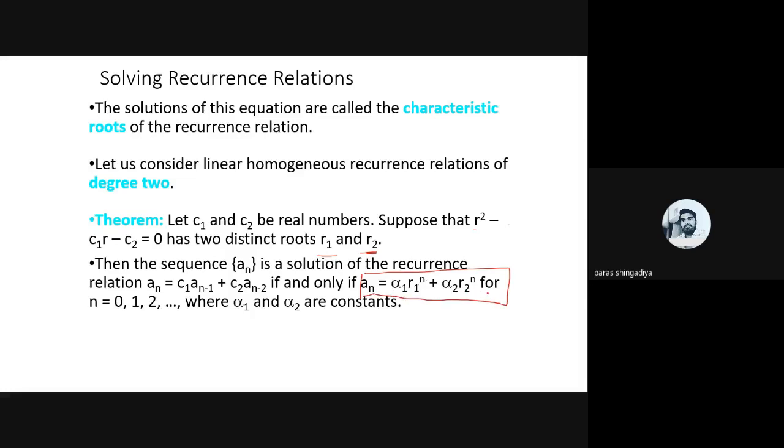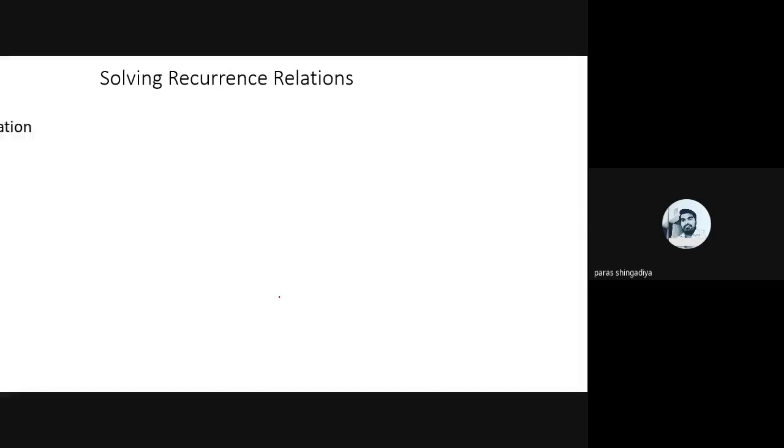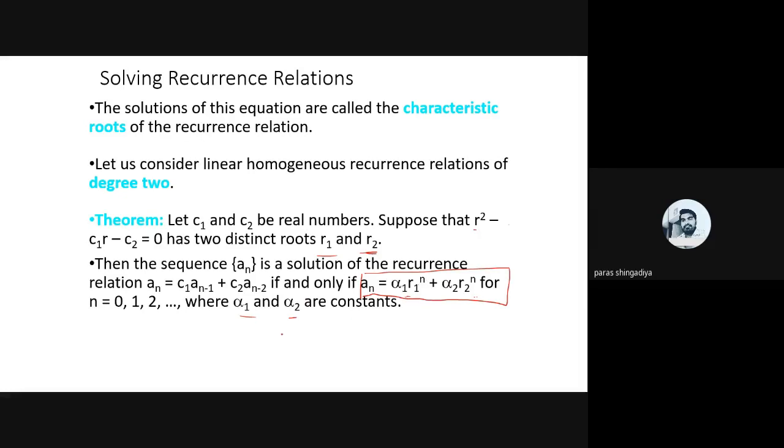Alpha 1 r1 raised to n plus alpha 2 r2 raised to n, and now replace r1 and r2 here with the roots, and alpha 1 and alpha 2 are constants, so we will now use the initial conditions. Okay, we'll use the initial conditions to find alpha 1 and alpha 2. Okay, so this is the procedure to find the solution of the recurrence relation. Is the procedure clear? Is there any query, any doubt?